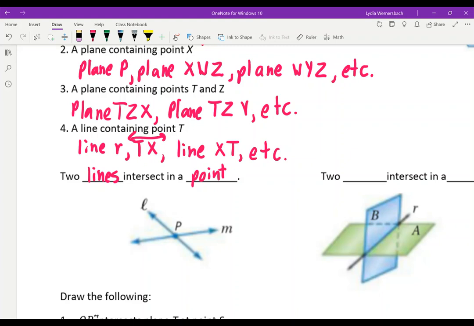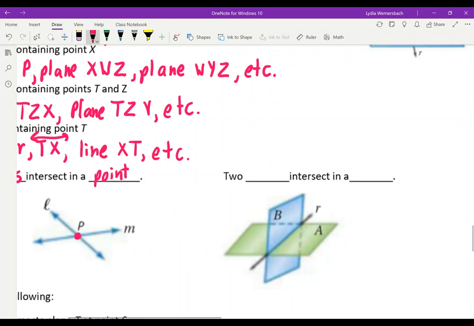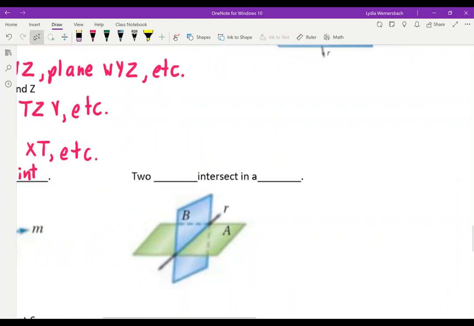But if 2 lines are going to intersect, they are going to intersect at one point. In this case, it would be point P. Now for the second one, 2 planes are going to intersect at a line.